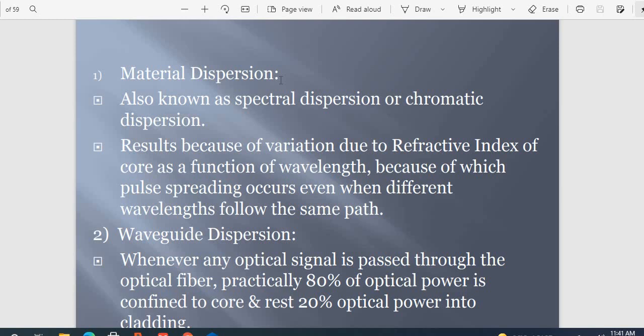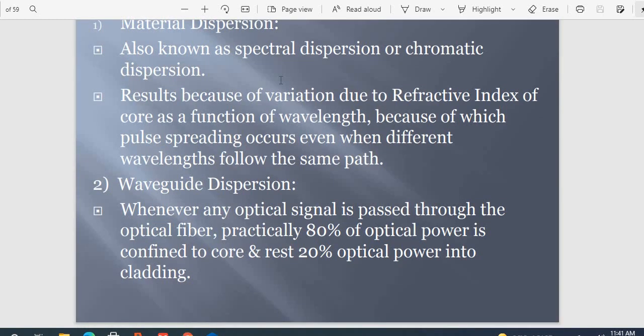Whatever core we are considering, its refractive index becomes a function of the wavelength, because of which pulse spreading occurs even when different wavelengths follow the same path. If you take different wavelengths, they are all going to follow the same path only. Because of that, they all get immersed inside one particular material, right? So that also you get because of the material dispersion, and the pulse gets distorted.